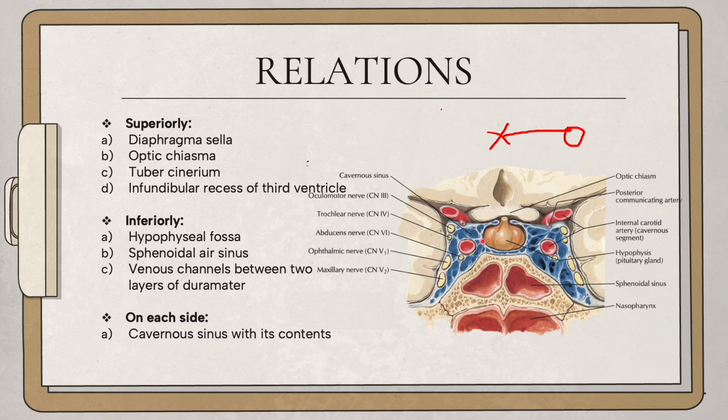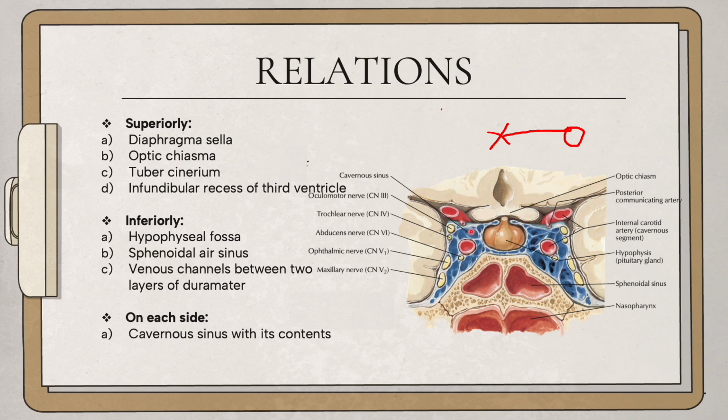Inferiorly, the hypophyseal fossa is present. It is a hollow indentation in the body of the sphenoid bone where the gland itself resides. There are two sphenoidal air sinuses in the body of the sphenoid bone. These are irregular venous channels between the meninges and the endosteal layer of dura mater. And on the lateral side, there is the cavernous sinus along with its contents.